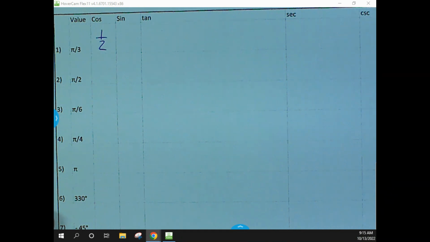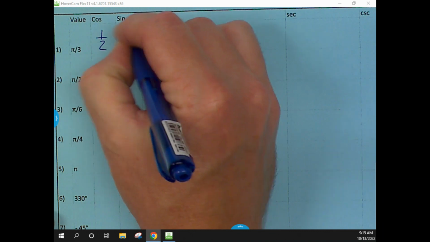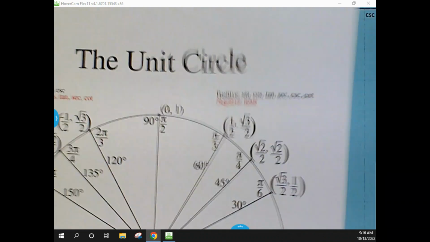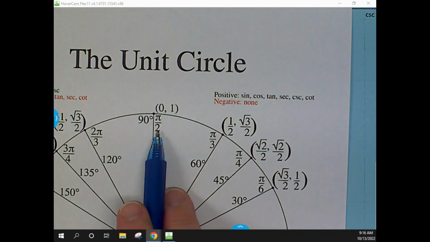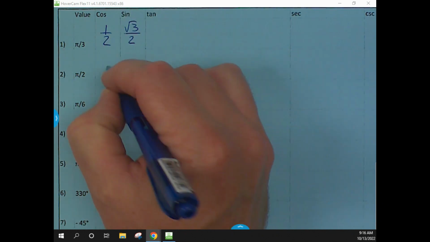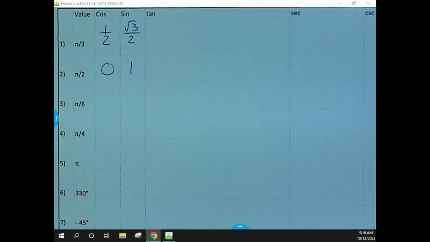What is the sine of pi over 3? Square root of 3 over 2. There you go, radical 3, square root of 3, however you want to say it, square root of 3 over 2. All right, and hopefully you'll make the connection. If we go to pi over 2, what's the cosine value of pi over 2? 0. Sine is? So you're like, oh, so that's just the ordered pair. Yes, the cosine is the x value of the ordered pair. The sine is the y value of the ordered pair.